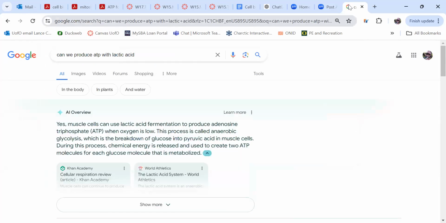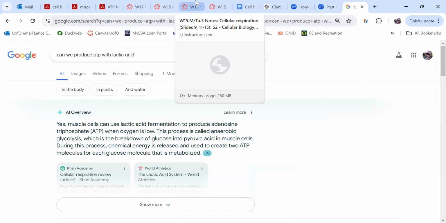My thought is no. Oh, yes, muscle cells can use lactic acid fermentation to produce adenosine triphosphate when oxygen is low. This process is called anaerobic glycolysis, which is the breakdown of glucose into pyruvic acid in muscle cells. During this process, chemical energy is released and used to create 2 ATP molecules for each glucose that's metabolized. So it does produce 2 ATP molecules.